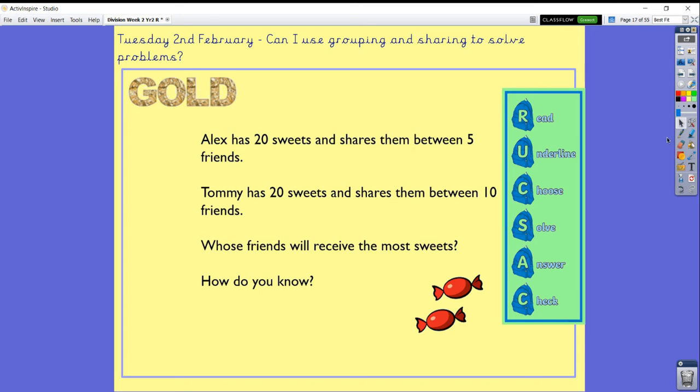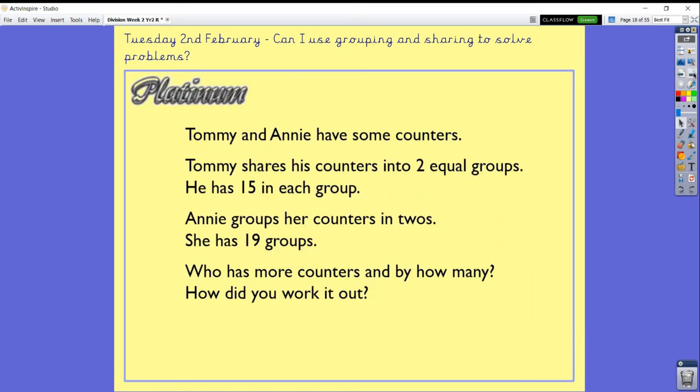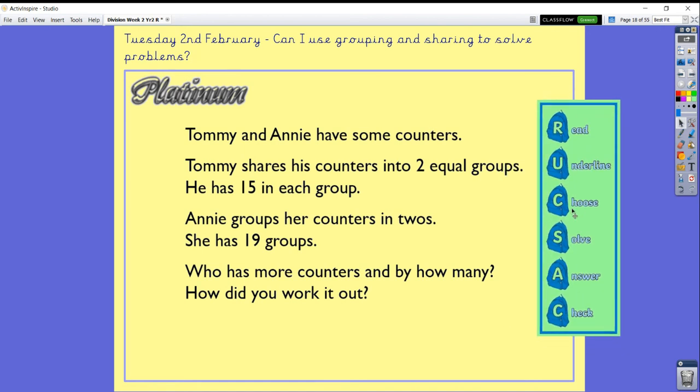Brilliant. I hope you're up for an extra challenge. This one has got sharing and grouping in. I wonder if you can work out the answer.